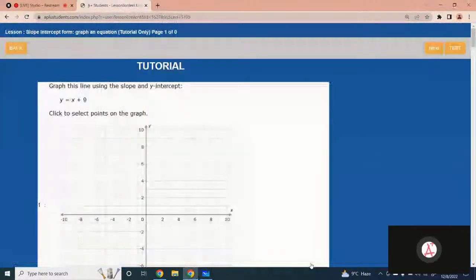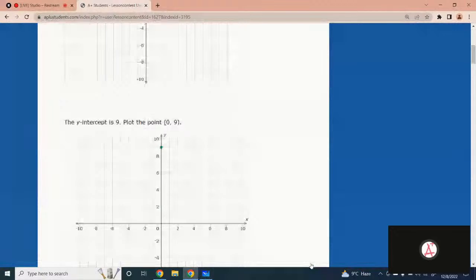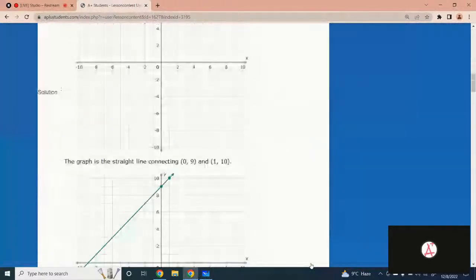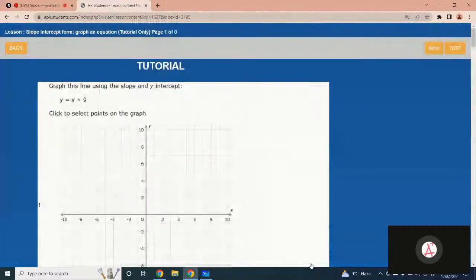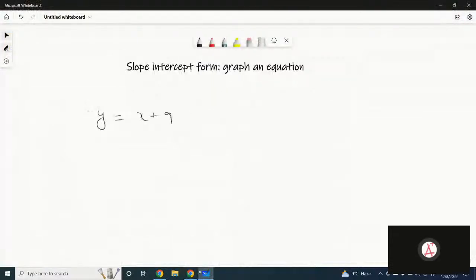Okay, graph the line using the y-intercept. y equals x plus 9. Got it? Okay, the equation is y equals x plus 9. We have to graph this line using the slope and y-intercept. Given the equation y equals x plus 9, you have to graph the equation. Got it?